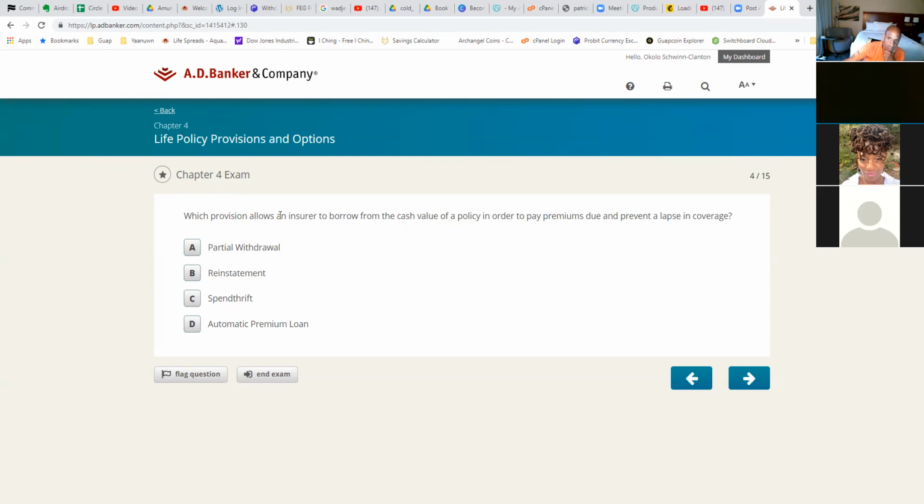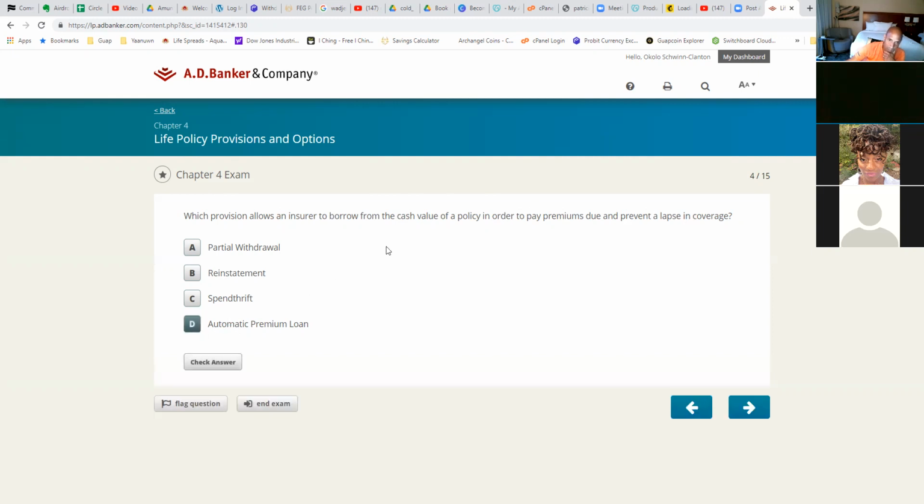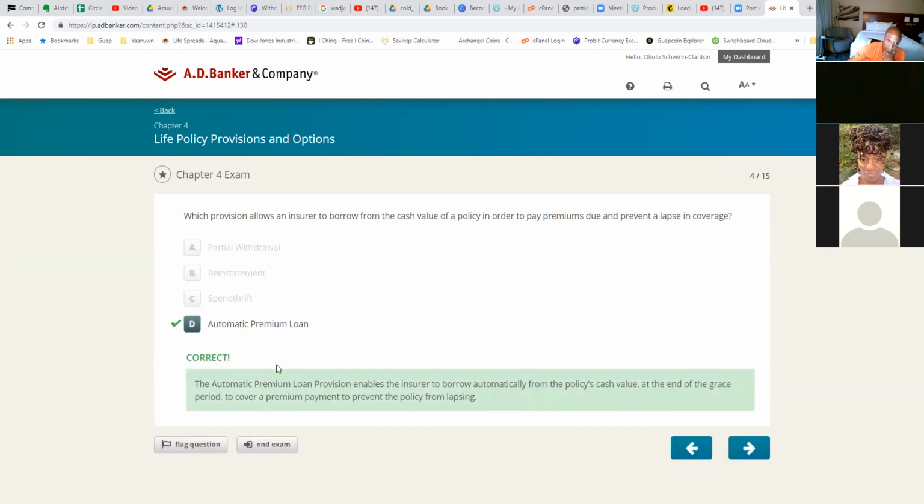So a provision which allows an insurer to borrow, keyword, from the cash value of a policy in order to pay premiums due and prevent a lapse. So now we have automatic loan, D. Yep. It's automatic, which means that the insurer can do it. Premium, it's paying premiums, and then it's going to create a loan, and that's how it's going to pay. So that's exactly right. The automatic premium loan provision enables the insurer to borrow automatically from the policy's cash value at the end of the grace period to cover a premium payment to prevent the policy from lapsing.